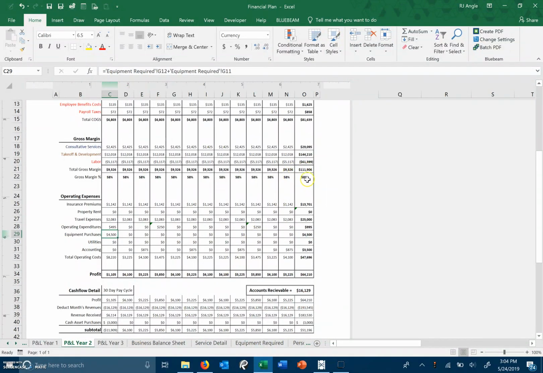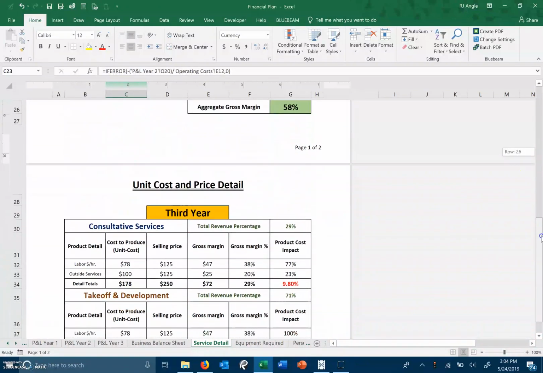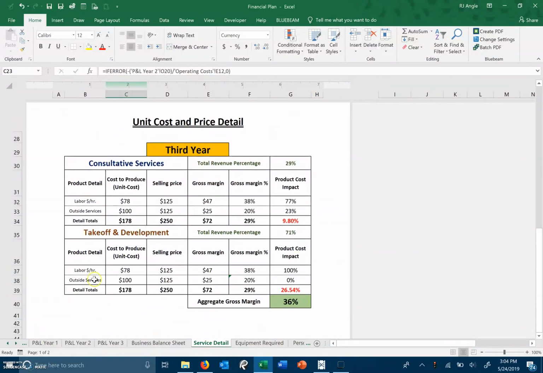And that matches what's demonstrated here in my second year profit and loss statement. So for the third year, I have some more investments being made in different categories. And still, I'm diversifying my abilities and my 2 revenue sources that are identified. But I now have a total labor unit cost of $78, up from $46 from the previous year.